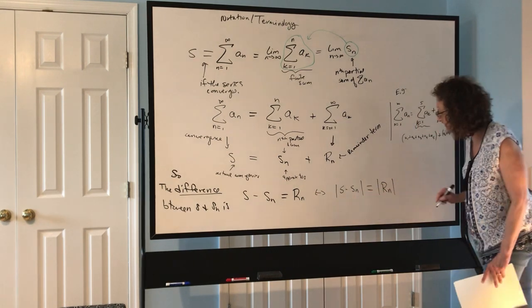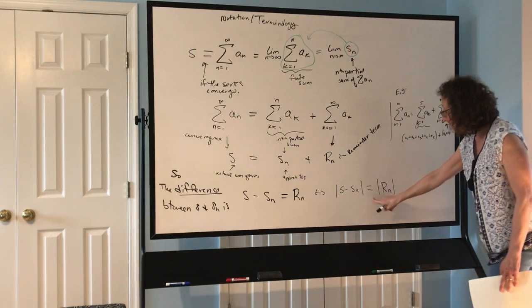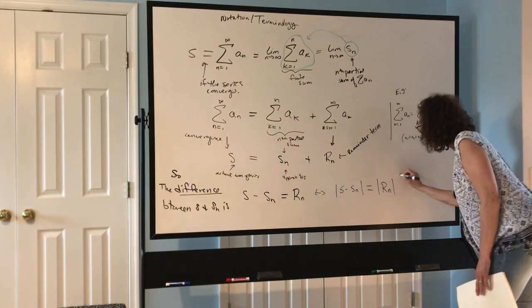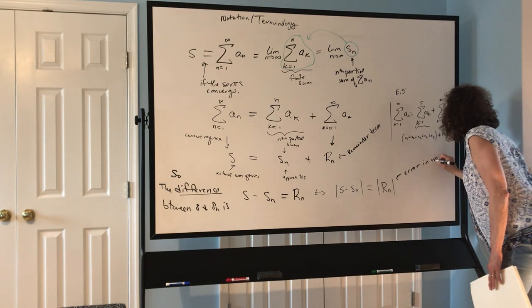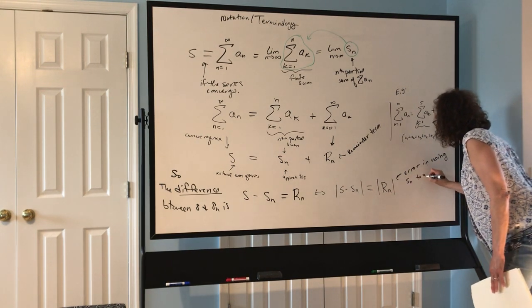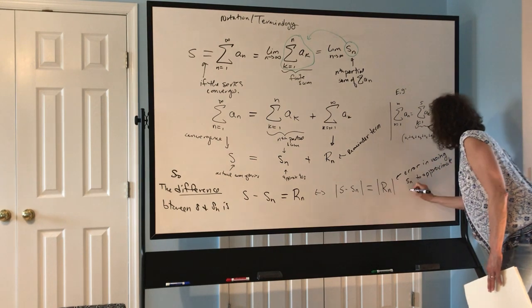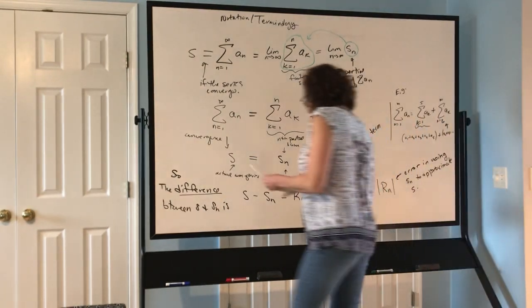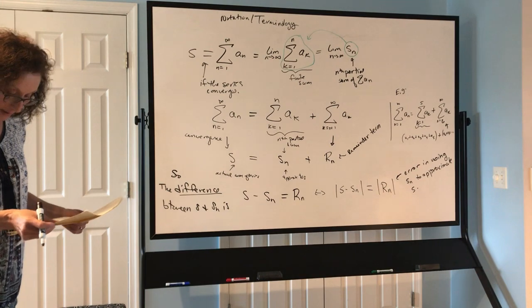Some of our favorite absolute value notation. How far Sn is away from S is the absolute value of Rn. So this guy is the error in using Sn to approximate S. So now, what do we want to say?